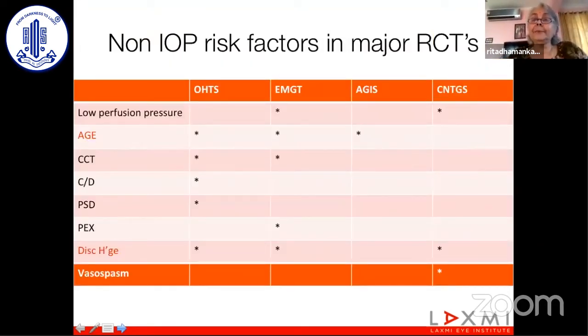And there are a number of randomized clinical trials which have looked at non-IOP risk factors in glaucoma, which cause progression. So we have the OHTS trial, the Early Manifest Glaucoma Trial, the Advanced Glaucoma Intervention Study, and the Normal Tension Glaucoma trial. And they have identified many factors: low perfusion pressure, age, central corneal thickness, cup disc ratio, pattern standard deviation on the visual field, presence of pseudoexfoliation, disc hemorrhage, and vasospasm. Now, you see that age and disc hemorrhage have been marked in red, because those are the things that 3 trials have found to be in common.